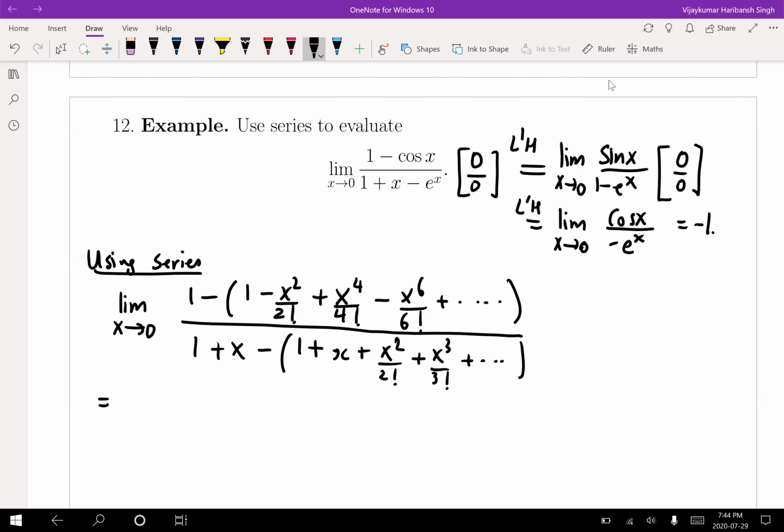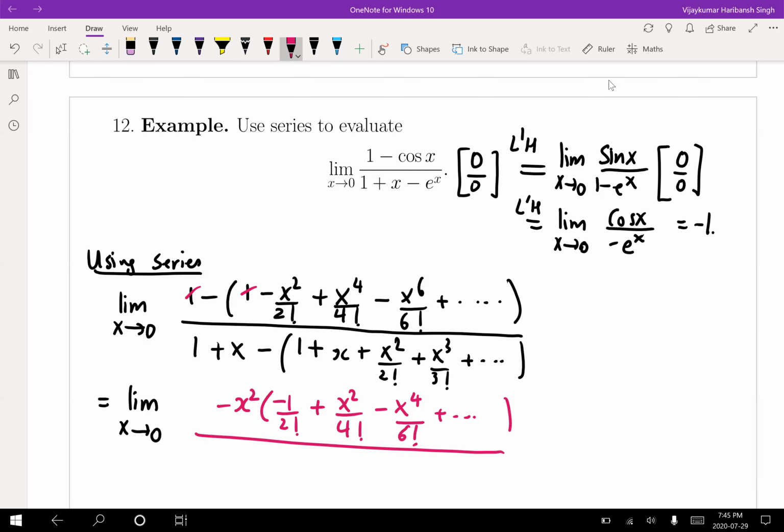So now this limit is going to be the same as the limit as x goes to 0. Now I can cancel these off, and I can take minus x squared common from the top. So let me keep the minus sign outside. I have x squared common. What is left in the bracket? I'm left with minus 1 by 2 factorial plus x squared by 4 factorial minus x to the power 4 by 6 factorial, and so on. What do I get in the denominator?